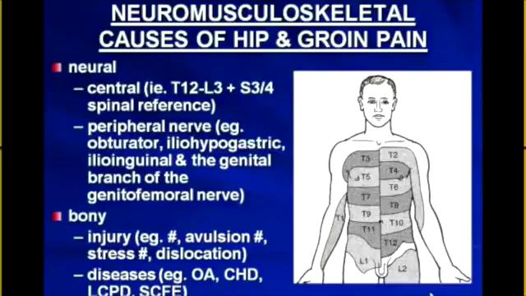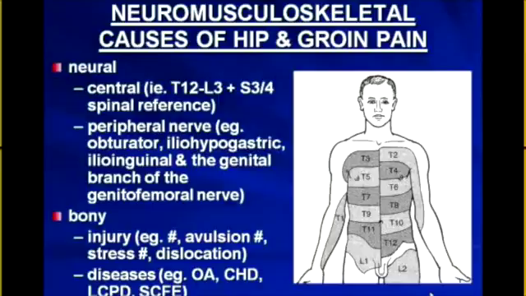So if we look at the nervous system, centrally we see that any level from the 12th thoracic spine to the lumbar third level, and sacrum 3-4, can refer pain to the hip and groin area. So that's a central cause. Again, that would be segmental dermatomal pain. So any of those segments can refer pain to the dermatomes, which encompass the hip and groin. So you can see that's a pretty wide area.